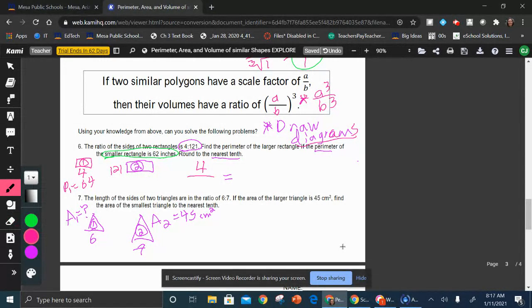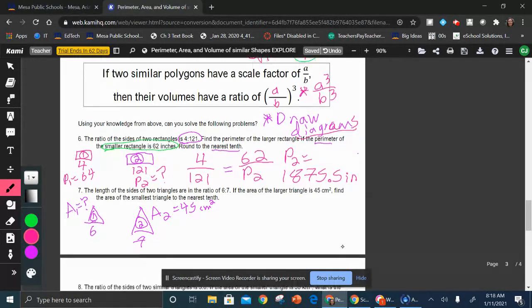Okay, so we're going to put 4 over 121, and then it's going to be 62 over perimeter of the second one, everybody, because that's what we're looking for. Or you can just put X if you want to put X there. So perimeter for the second one is 1,875 and 5/10 inches. Okay, notice it does say round to the 10th place.